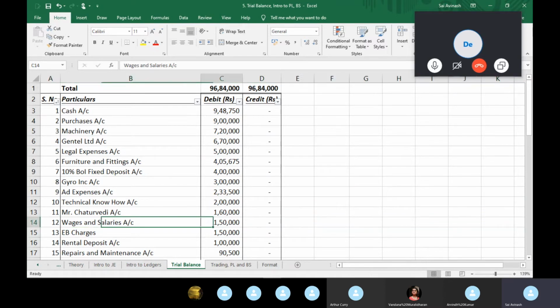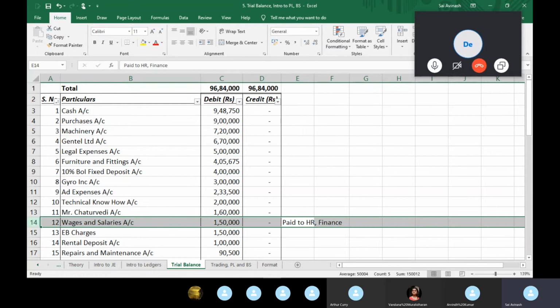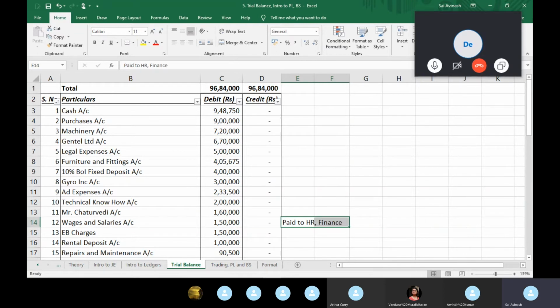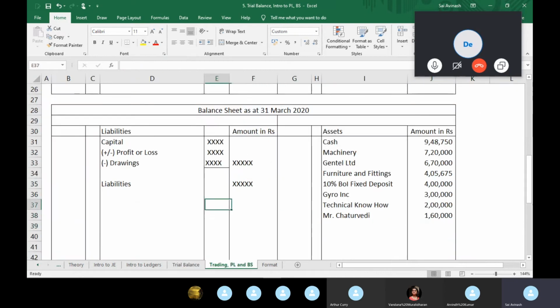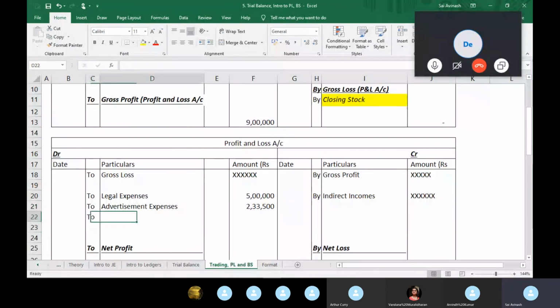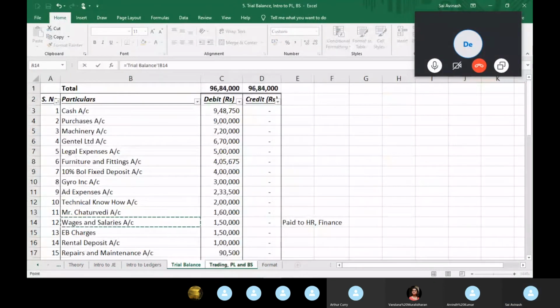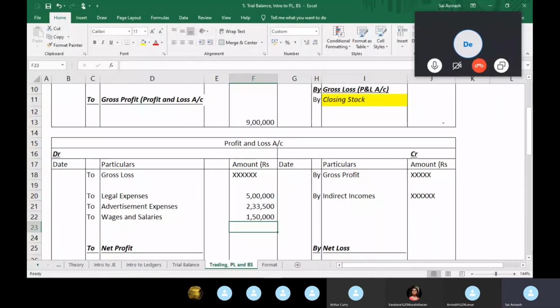So I'm going to give you a little piece of information: paid to HR and finance. So you don't get ambiguity. I know that these two are indirect, like departments that are not directly related with the purchase and sale. So this balance is going to be an indirect expense, to wages and salaries. Okay. EB charges. Again, has nothing to do with my purchase and sale.